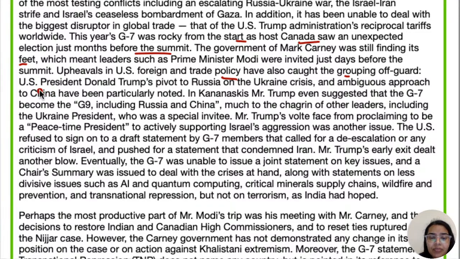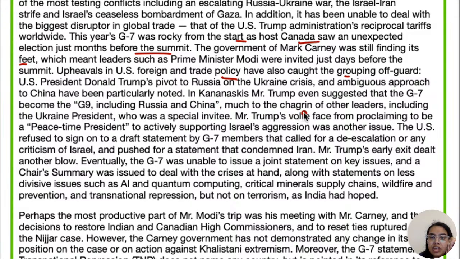Surprisingly ऐसा हुआ. US PM Trump's pivot to Russia on the Ukraine crisis and ambiguous approach to China have been particularly noted. US क्या क्या कर रहा है with respect to China, with respect to Russia भी notice करा जा रहा है. So Mr. Trump even suggested that G7 become G9, including Russia and China. उनको भी लेकर आओ, G9 बना दो.